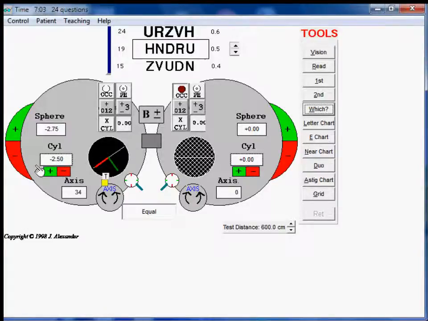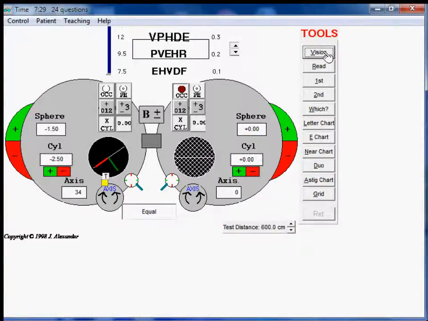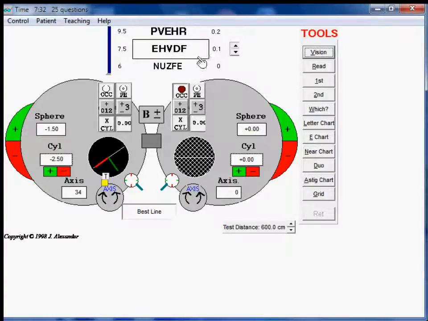Now what we need to do is for every 0.5 Cyl we need to add 0.25 sphere, because we need to get the CLC on the retina again. So 0.25, how many are there in this Cyl? There's 5. So we need to add that much. And now we check the vision again. And you can see that it's pretty much 6, 7.5. And we finish with the first eye.